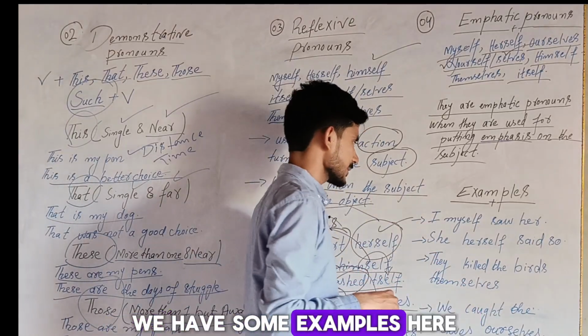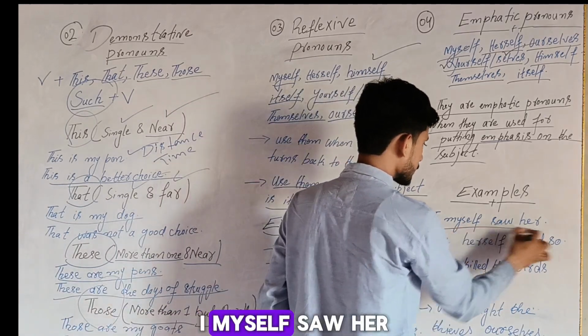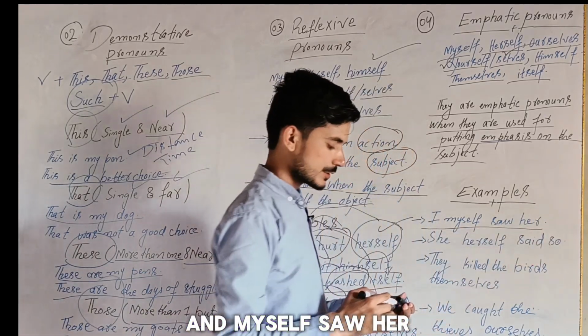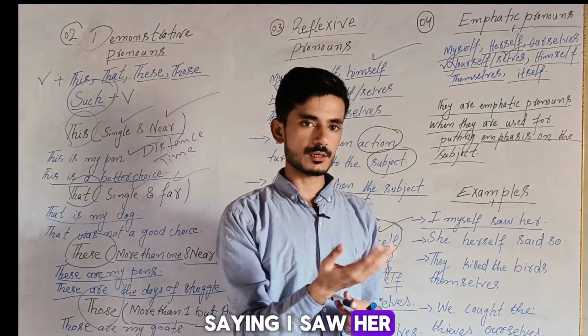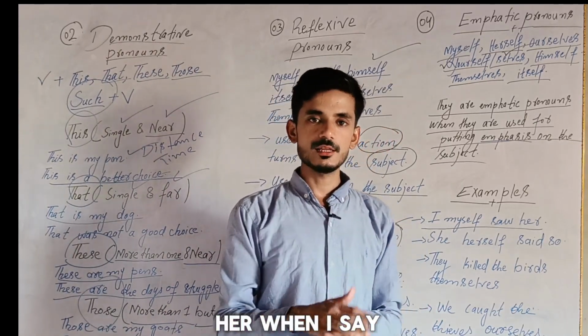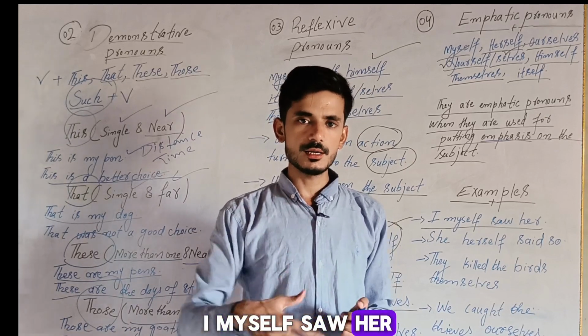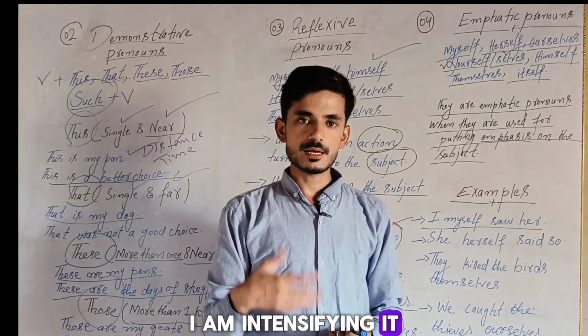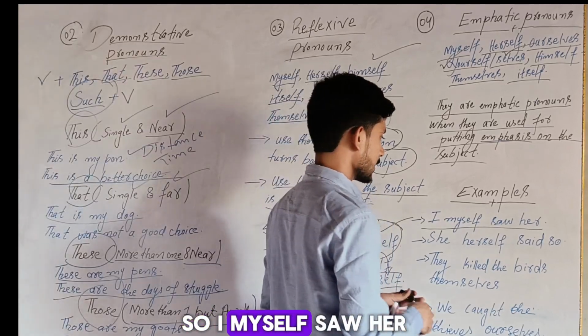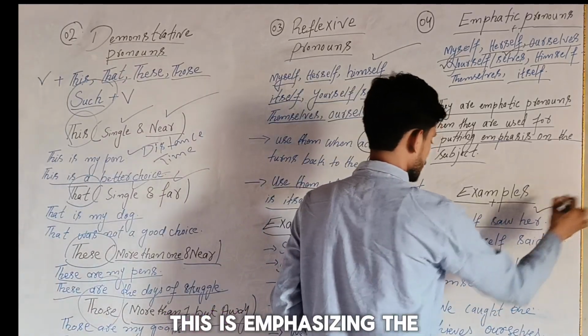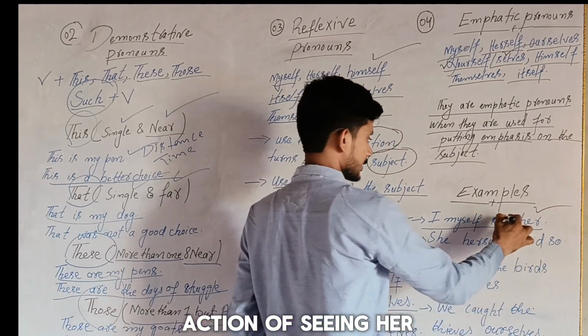We have some examples here. I myself saw her. There is a difference in saying I saw her and I myself saw her. When I say I myself saw her, I am intensifying it. I am putting more emphasis that yes, I saw her. This is emphasizing the action of seeing her.